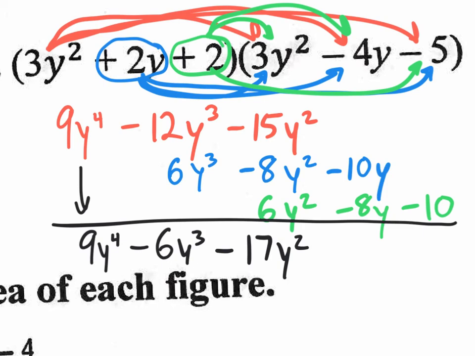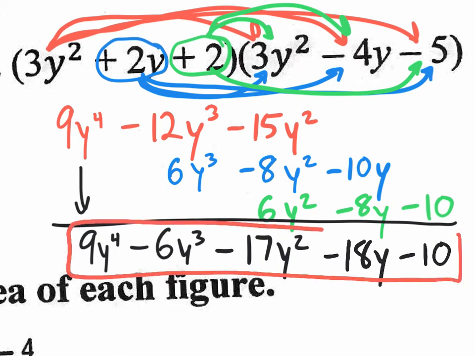Now let's move on to combining the negative 10 and the negative 8. That's going to give us a negative 18 of those y's. And the minus 10 comes down. And that's our quartic polynomial.